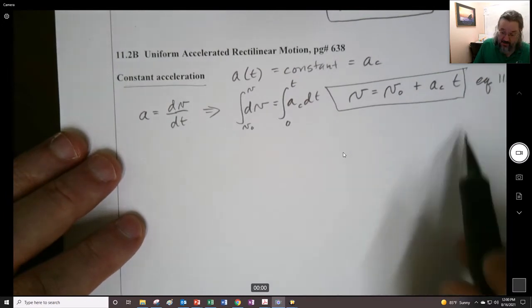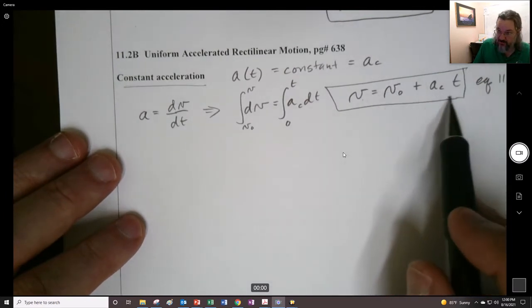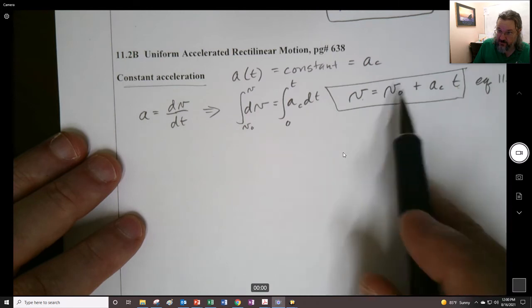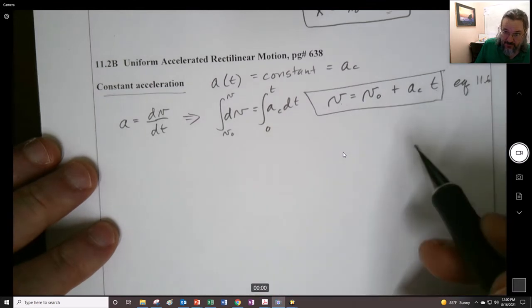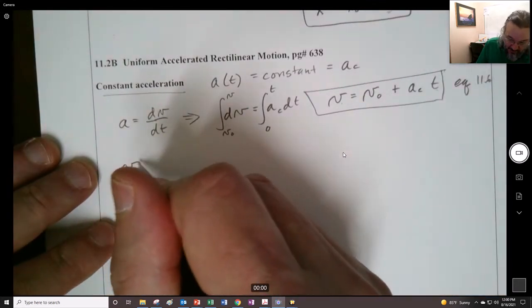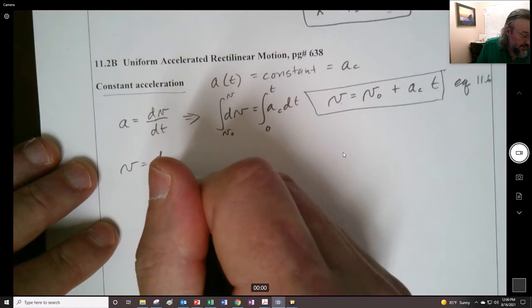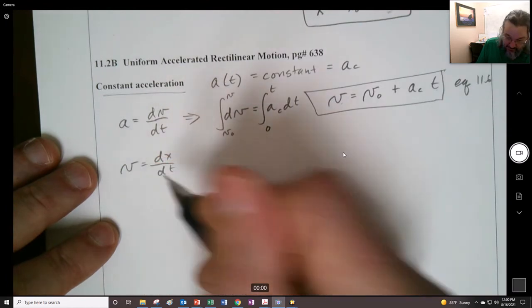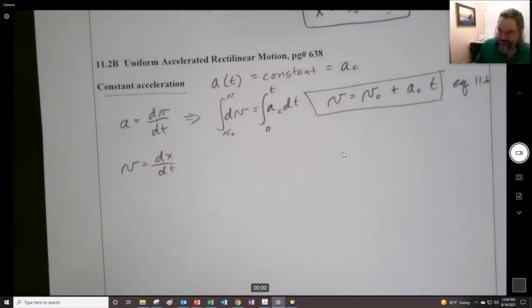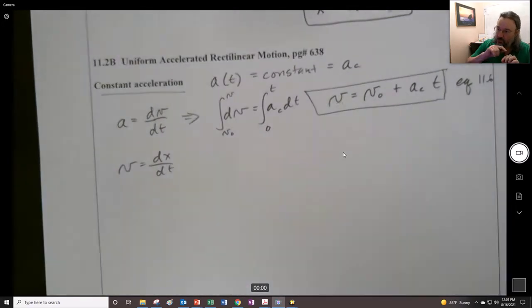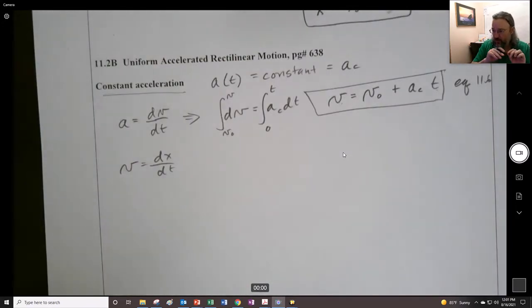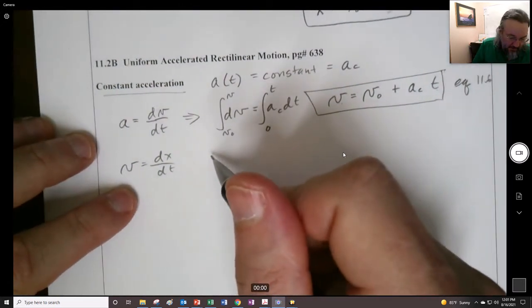Now, this has velocity as a function of time, right? So we could use this one again to find position, because we know that velocity is equal to dx dt, and we're just saying x here as some position. Could be in the y direction, could be in the z direction, could be r, whatever. It's just we're moving along a straight line. It doesn't have to be all in one direction. It can move back and forth.